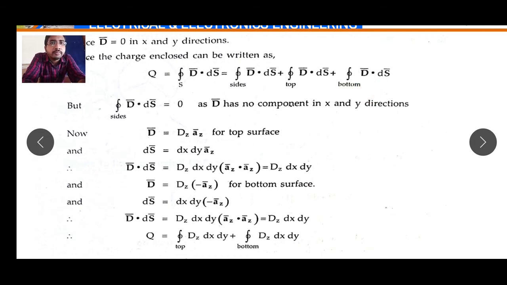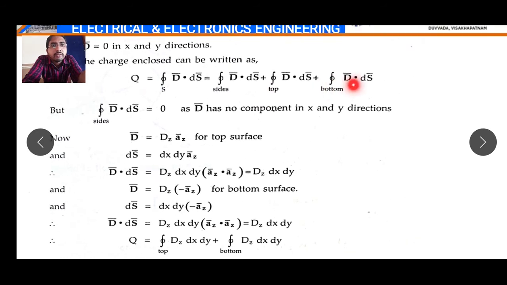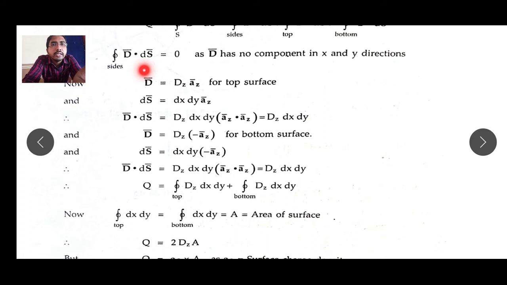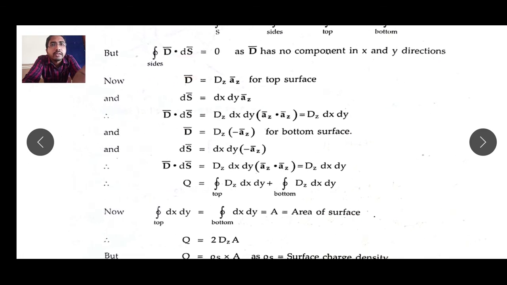But here there is no component of d bar in x and y directions. That means on the sides you do not have any electric flux density d bar. Only in the top and bottom directions do you have it, because your unit vector is acting in the direction of plus az and minus az. So only for top and bottom will you have the integrations, and for the sides it will be equal to 0. That is clear here.